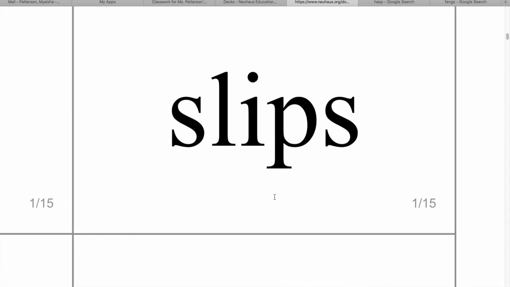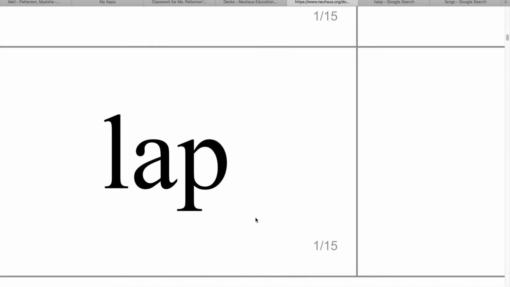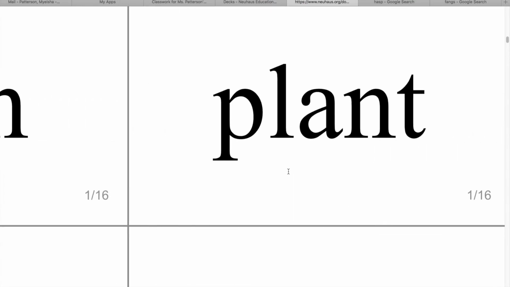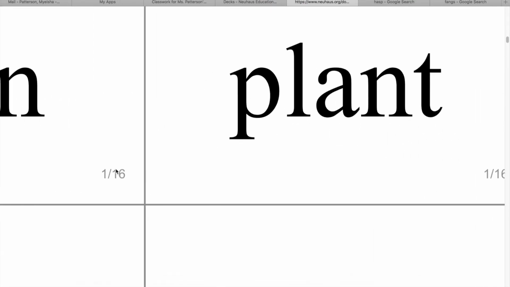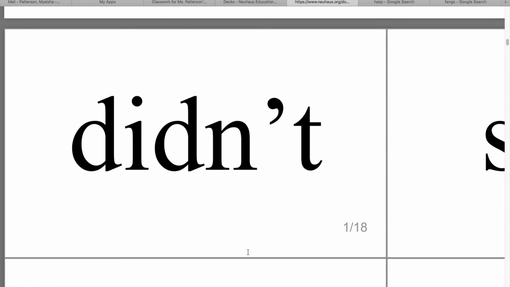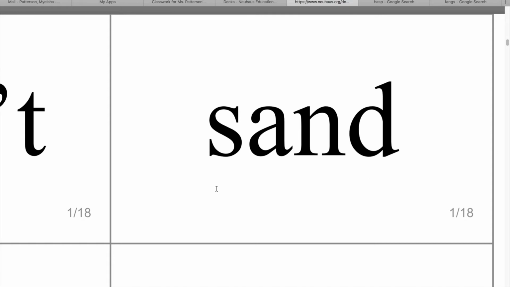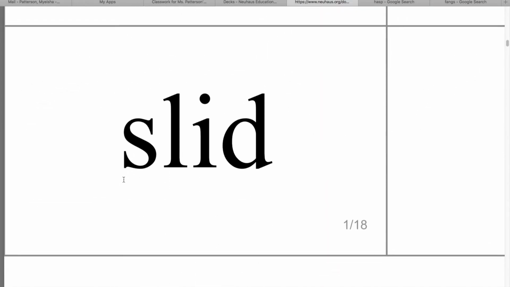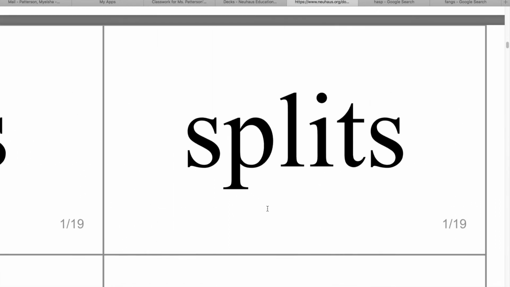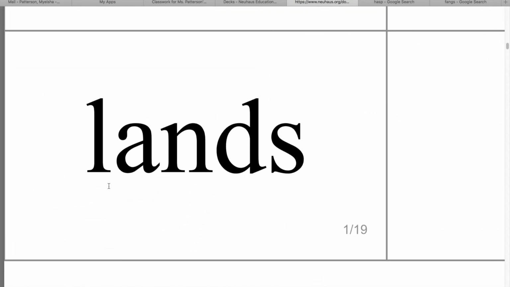Spill, slips, lap. Plan, plant, list. Didn't, sand, slid. Pads, splits, lands.